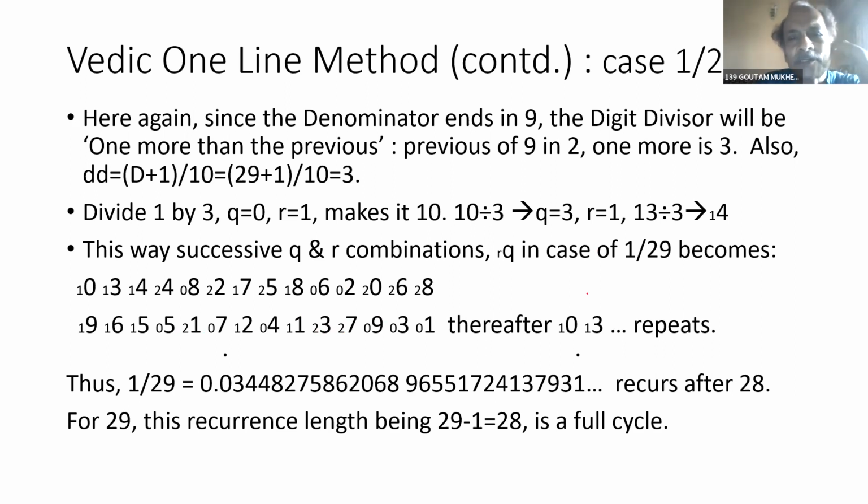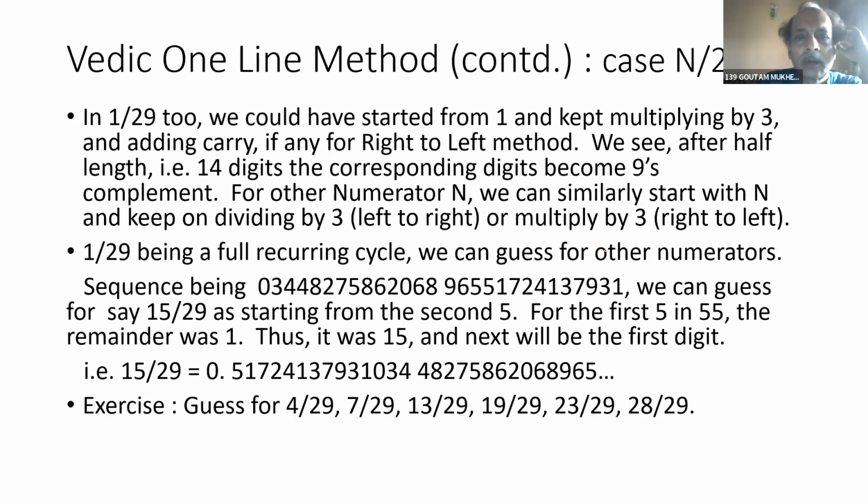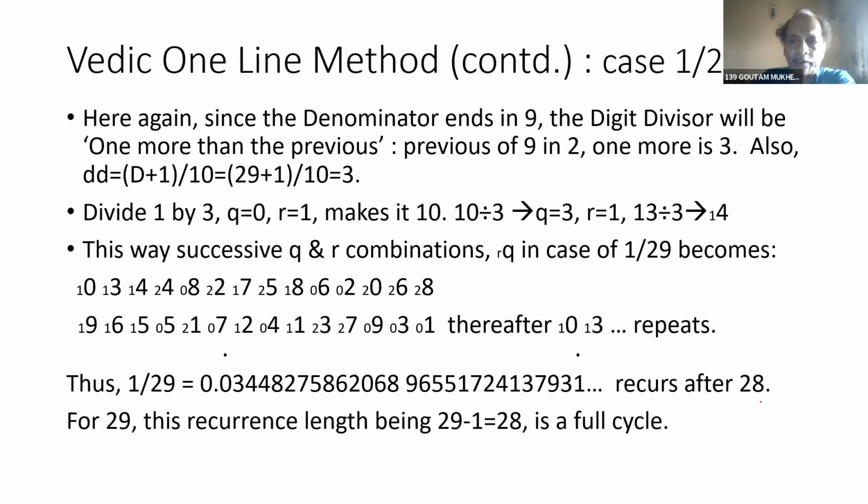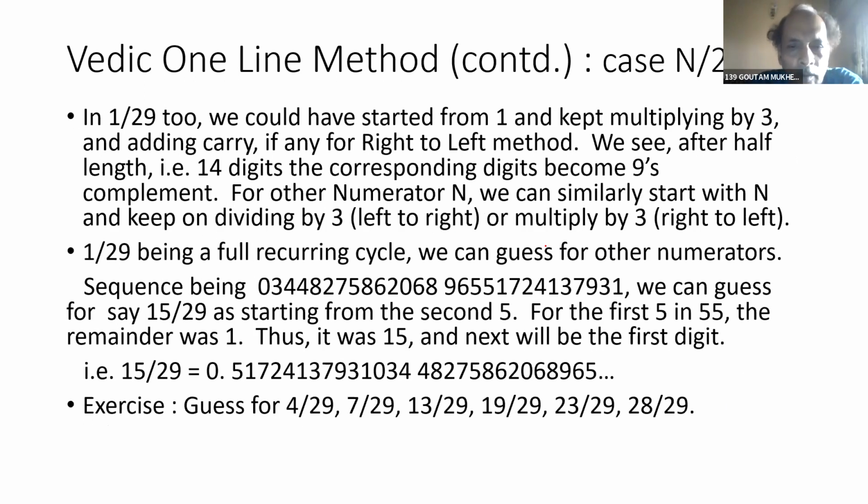The procedure is the same. The only thing is that you have to find the digit divisor by this method. So for 29 it is 30, and for 39 it is 40, and so on. Here the repeat is up to 28 numbers. If it is 1 by 39, then we have 1 by 40, and so 4 is the multiplication or division factor. It is division in the case of right to left, and multiplication in the case of left to right.